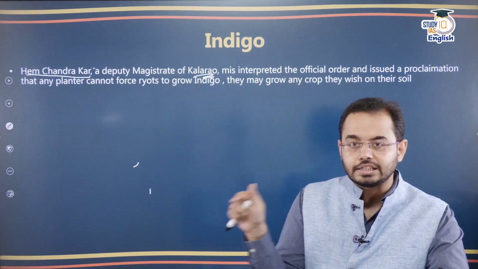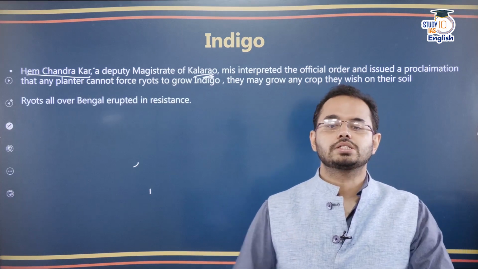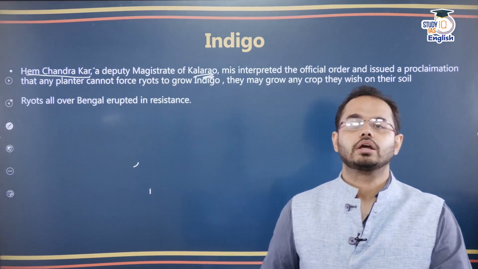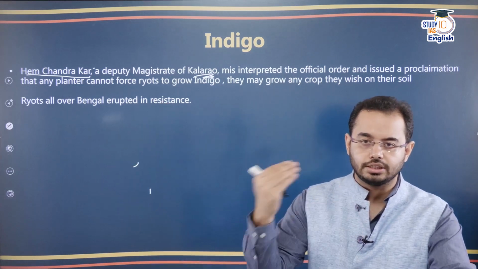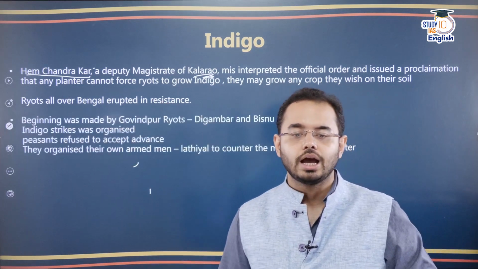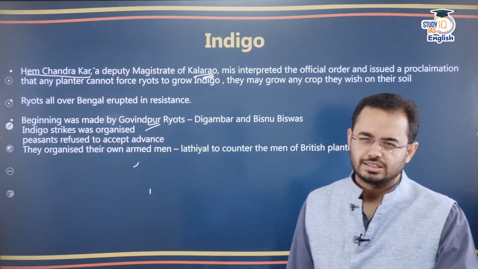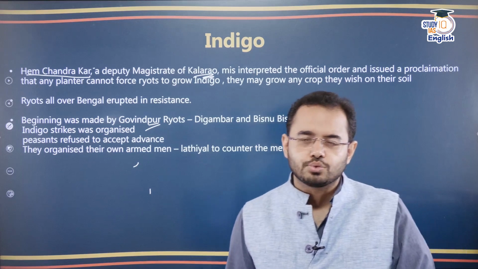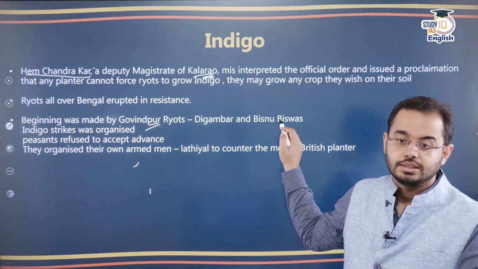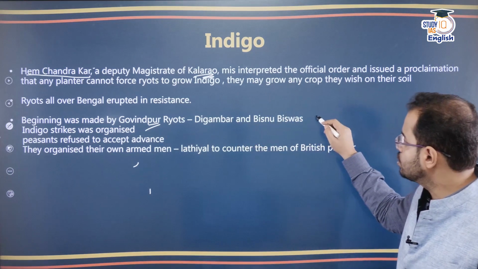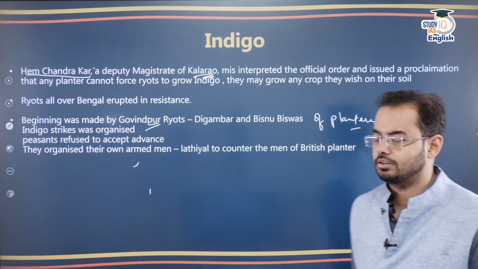Now, when this statement came from a deputy magistrate of Indian origin, people started erupting in Bengal in resistance. All over, ryots in Bengal started coming up in resistance. How was that? The beginning was made in Govindpur. Again, this is a place in Bengal, and it was led by two people, Bishnu and Digambar Biswas. They were former employees of a planter. They used to work at a planter's office, and then later on they resigned.